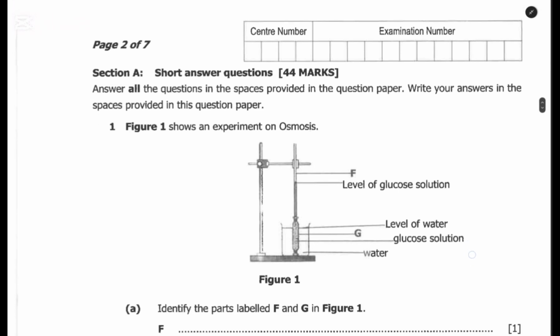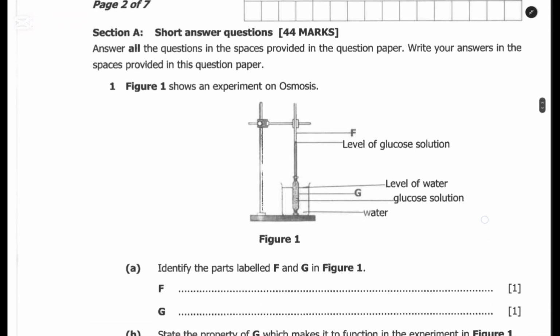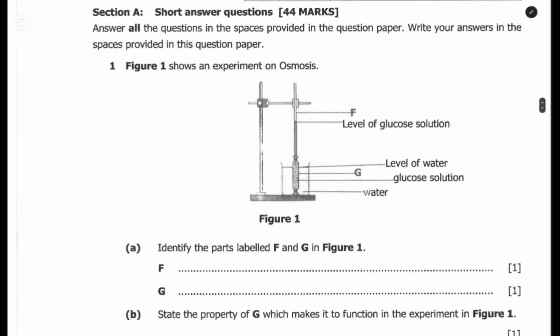So let us have a look at maybe just the instructions also. This section is 44 marks; you earn 44 marks if you answer all the questions correctly. And of course, like I said, you need to write in the spaces provided. And here is the first question. Figure 1 shows an experiment on osmosis. So the question was on osmosis. And of course, immediately you know the topic, you should be able to remember the answers. The setup, the diagram came for the first time. And this confused a lot, but there's nothing difficult here.